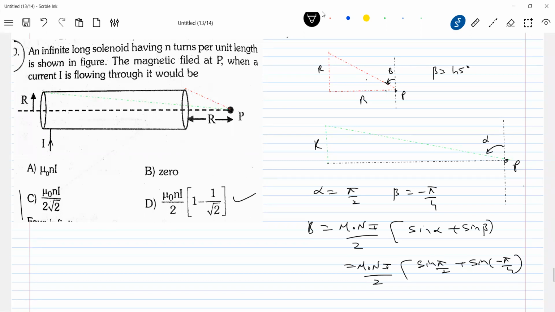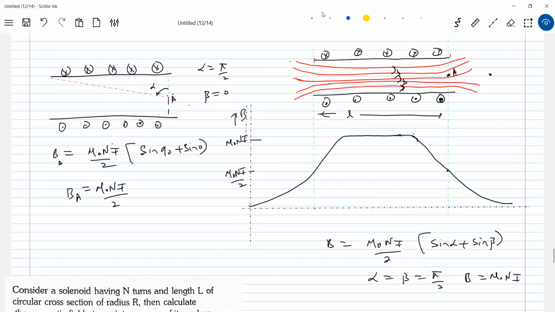The field at the end is mu naught ni by 2. Further, as you move on the axis outside the solenoid, it must decrease. So the field should not be zero immediately. Is that graph okay? It should not become zero immediately; it should decrease gradually. Okay, here also I can ask you some numericals outside the solenoid.